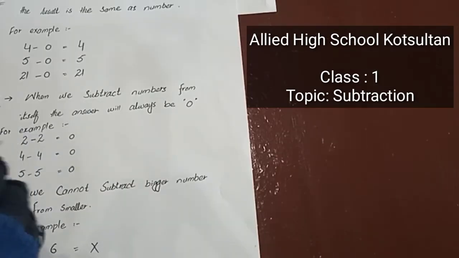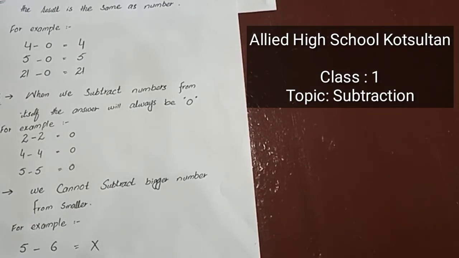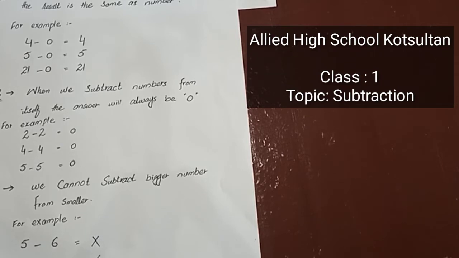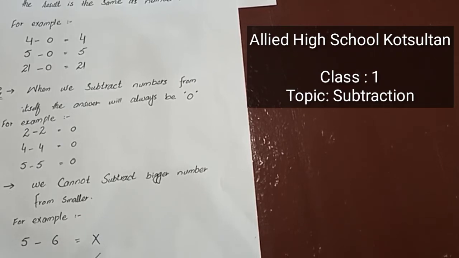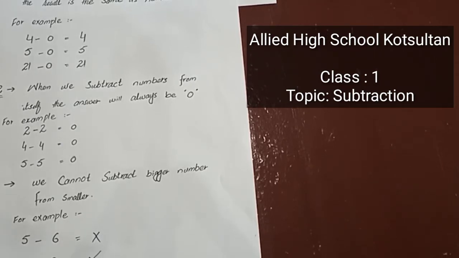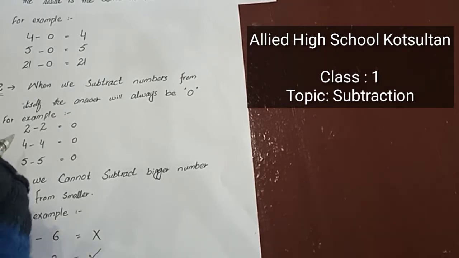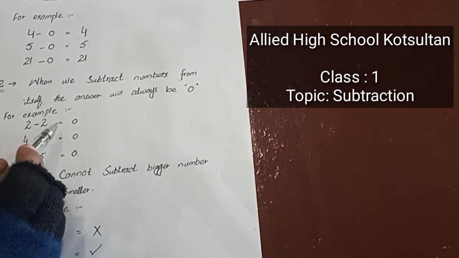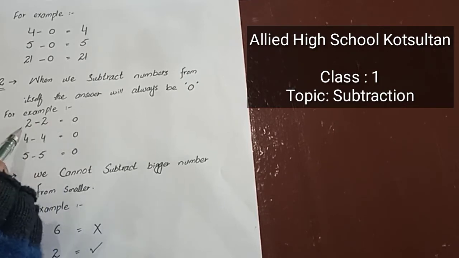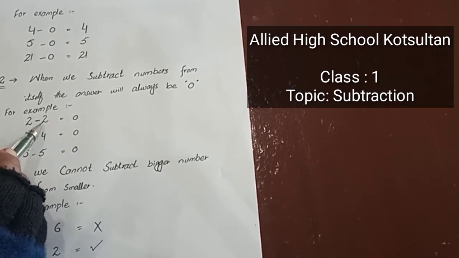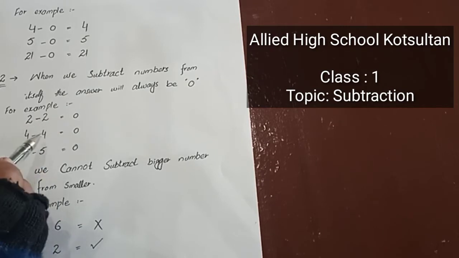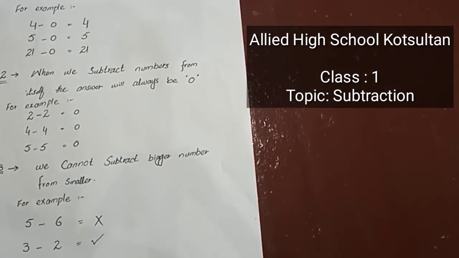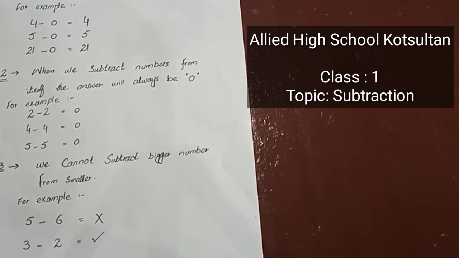Alright. Another fact is that when we subtract a number from itself, the answer will always be 0. For example, if we minus 2 with 2, like 2 minus 2, we will have 0. जब हम 2 में से माइनस करेंगे 2 को तो हमारे पास क्या जवाब होगा 0. यानी कि अगर हम एक नंबर को उसी नंबर के साथ माइनस करेंगे तो we will get 0.